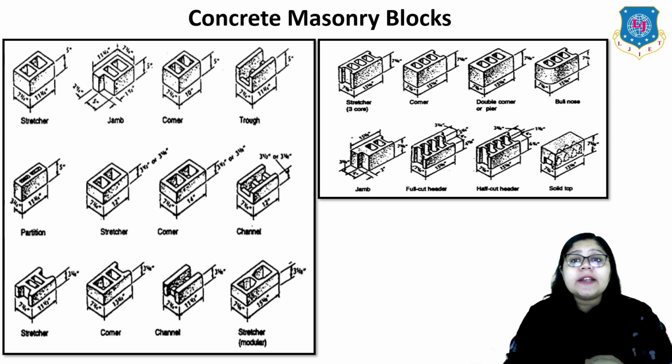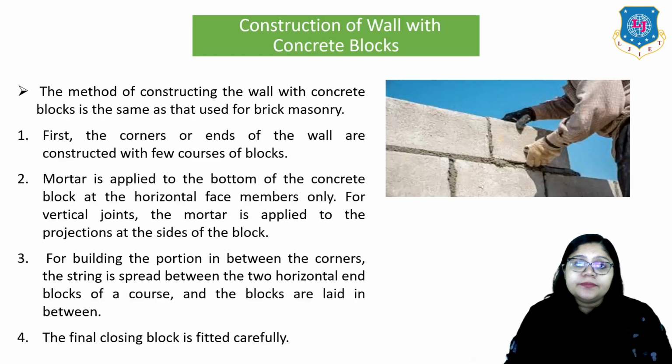Now here are some examples of these concrete masonry blocks, where you can see the stretcher, jamb, and corner blocks. These are all examples of hollow as well as solid concrete masonry blocks.